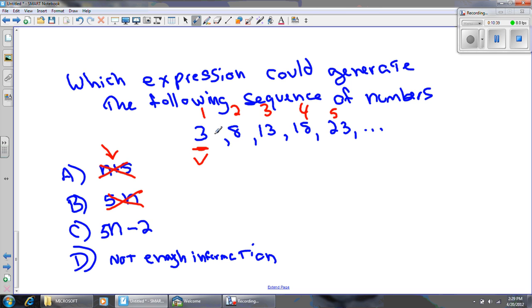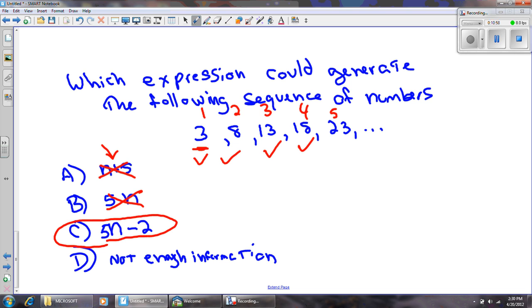All right, 2. 5 times 2 is 10, minus 2 is 8. That one checks. 3. 5 times 3 is 15. 15 minus 2 is 13. That one checks. And I'll check one more just to be safe. 5 times 4 is 20. 20 minus 2 is 18. It checks. C is your answer. Notice I didn't actually create the pattern. I tested the patterns they gave me. Remember that in math, you should read your answers first and then go read the question.